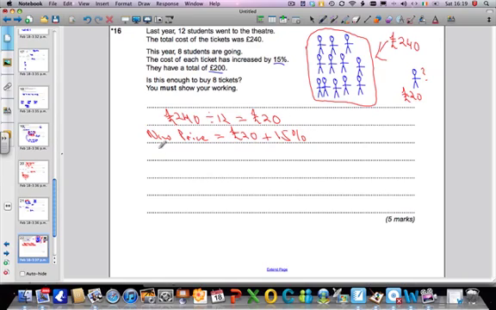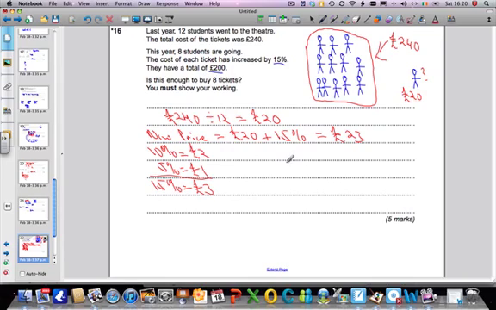So let's work out what 10% of £20 is. 10% must be equal to £2. That means 5% is equal to £1, which means 15% must equal the 10% and the 5%. So adding them up, £2 and £1 is £3. So the new price is equal to 20 plus the £3, which is £23. And now we have to see, have they got enough money for 8 tickets?